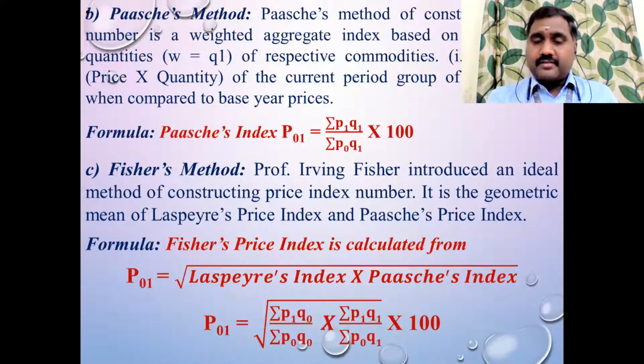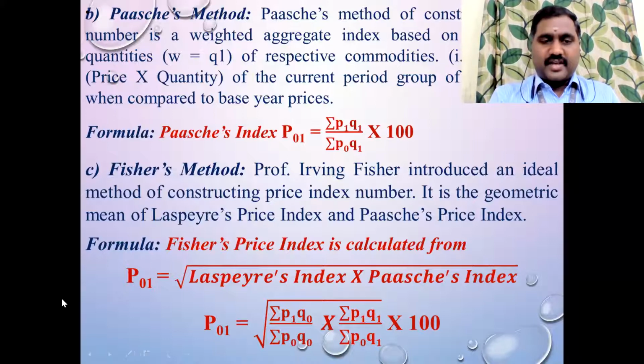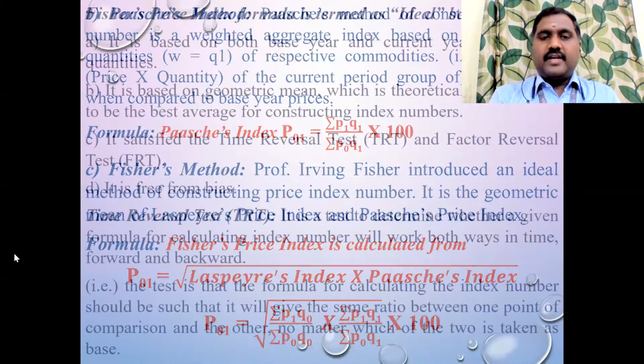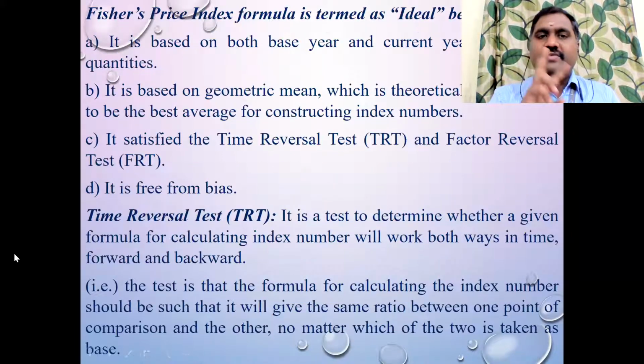Suppose in the Fisher method itself, we have two criteria. That means after calculating the Fisher index number, they will ask you to verify whether it proves two important factors. One is the time reversal test, TRT, and the other is the factor reversal test, FRT. I will show the next slide. They will ask you to prove that.